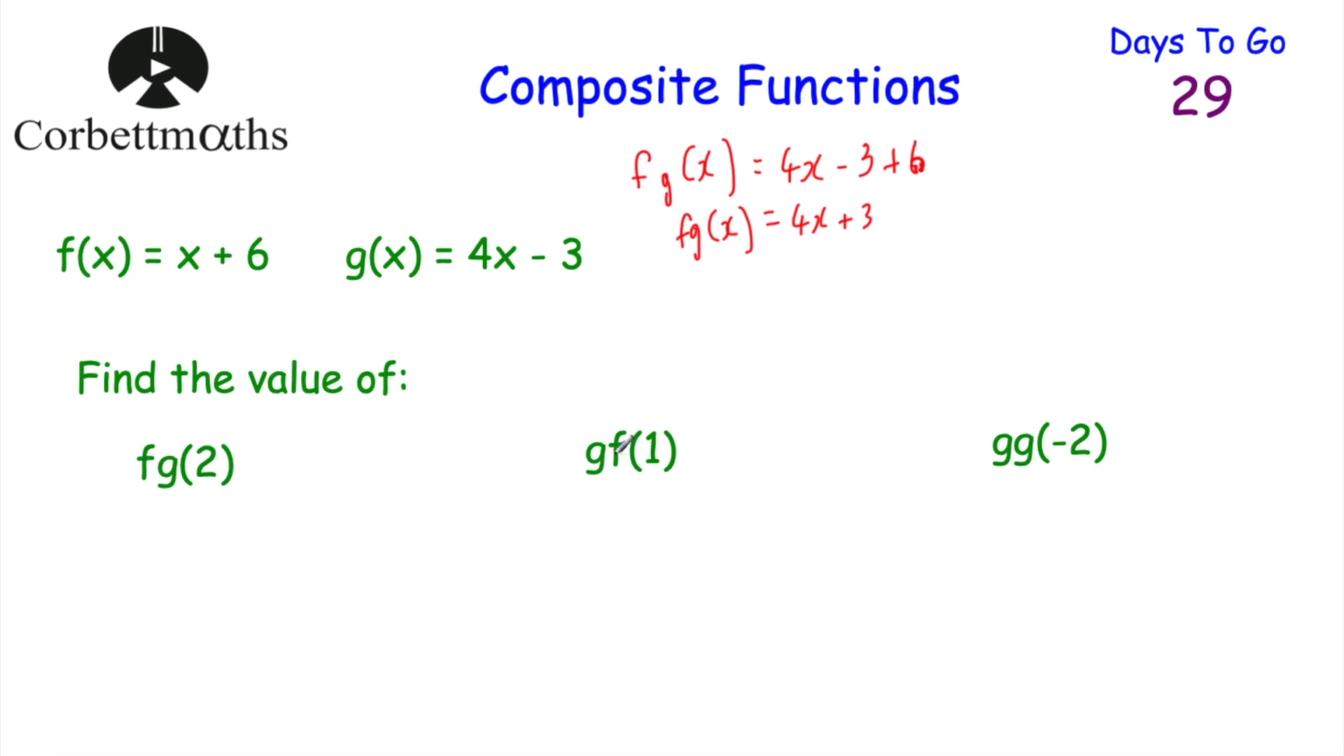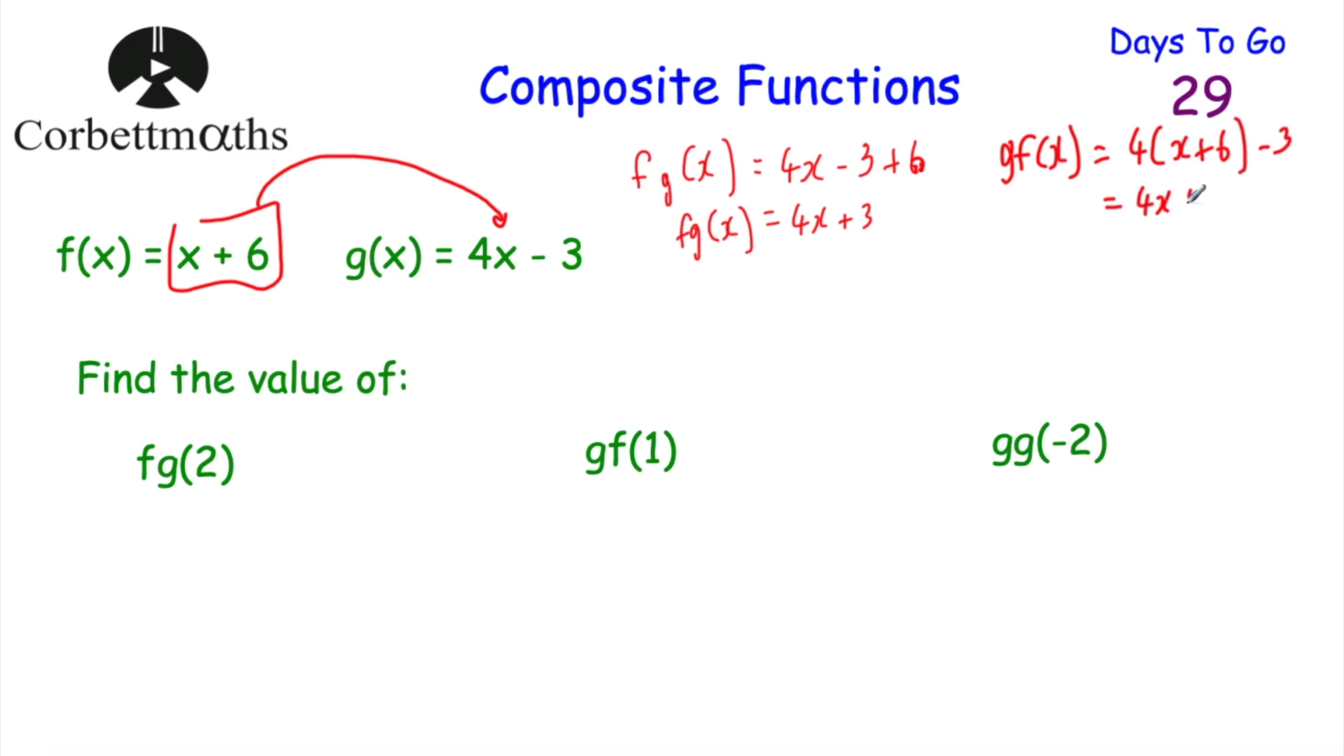And let's actually find gf of x as well. So in terms of finding gf of x, I would start off with x. I'd apply function f, so that'll give me x plus 6, and then I'm going to substitute that into g of x to find gf of x. So if I replace the x with x plus 6, that'll be 4, and then brackets, x plus 6, close brackets, and then minus 3. 4 times 6 is plus 24, and then we've got our minus 3, so that'll be 4x plus 21. So that means that gf of x equals 4x plus 21.